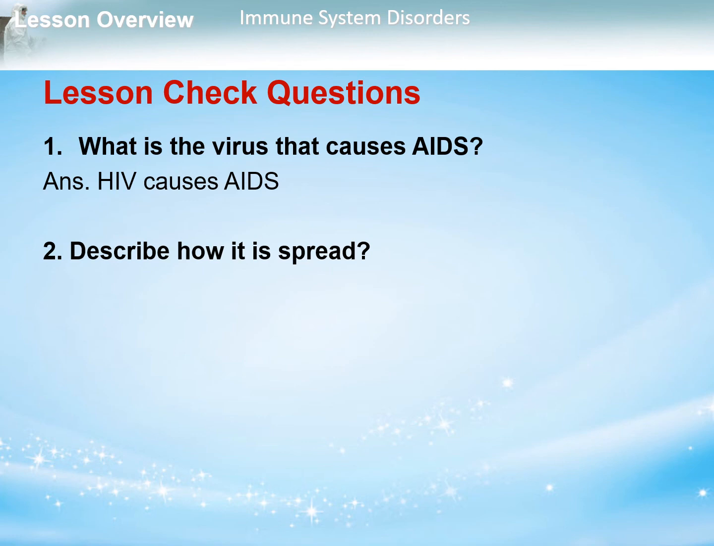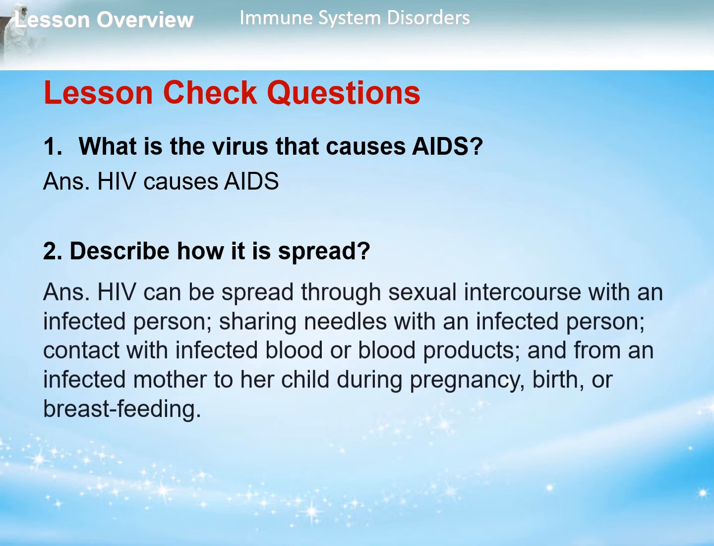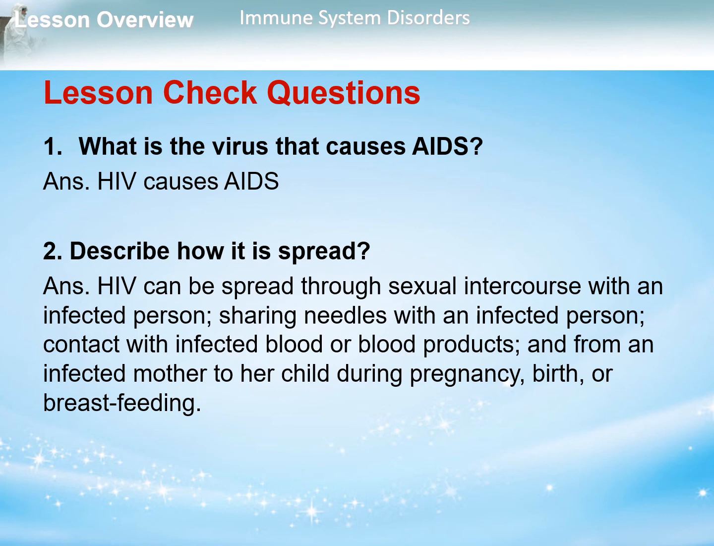Next question, describe how HIV is spread. The answer is HIV can be spread through sexual intercourse with an infected person, sharing needles with an infected person, contact with infected blood or blood products, and from an infected mother to her child during pregnancy, birth, or breastfeeding.